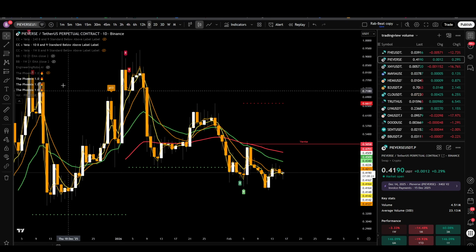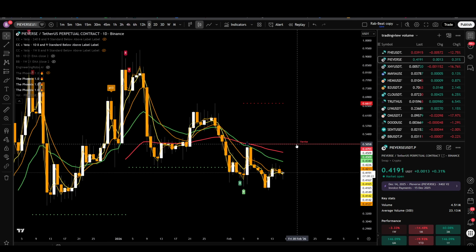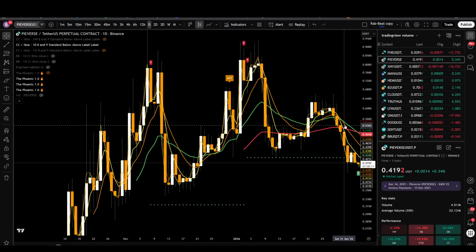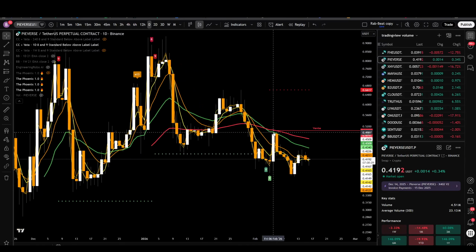Currently, Rab on Piverse here, he has an alert set right here. So this kind of gives you an idea what he's looking at. Actually, I think this is the one that already triggered for him. So he already had one. What he saw was something like this, where he saw this curling down. And so he was like, okay, if this bounces and comes back up here to these lines, I'm going to take a short.